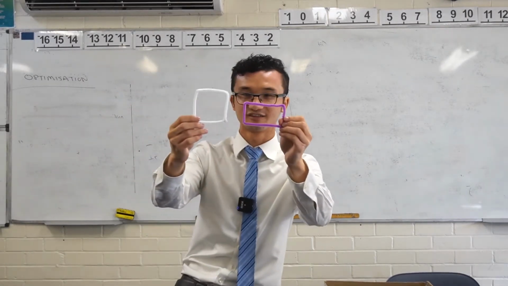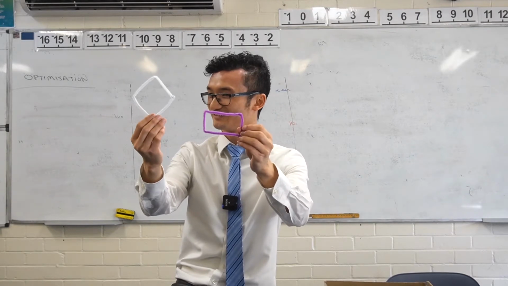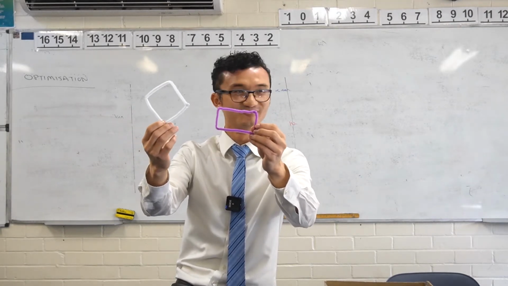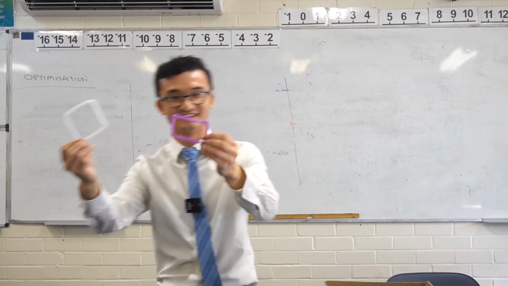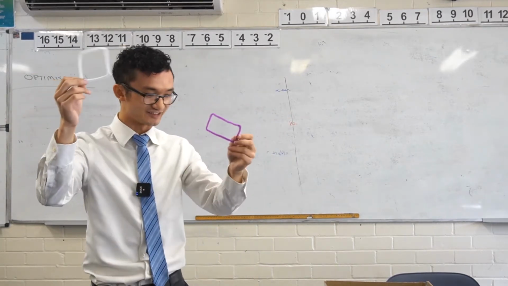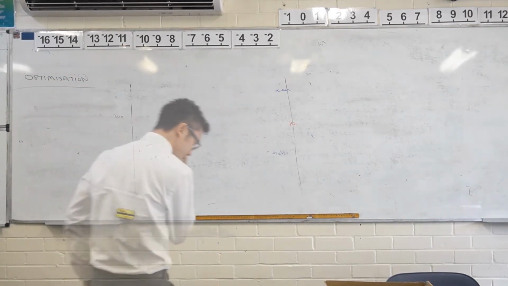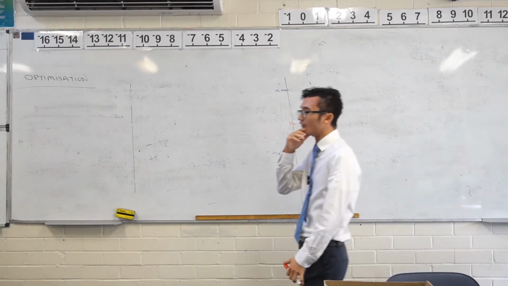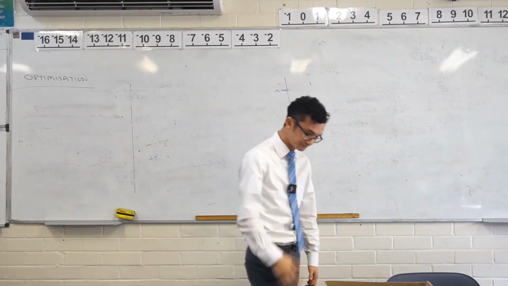Which one looks bigger? Is this one a rectangle? Square. Yeah, exactly. Interesting, it's actually a rhombus. Have a think about it. Is this a rectangle? Okay, so this is your starter into the topic of what we call optimization.